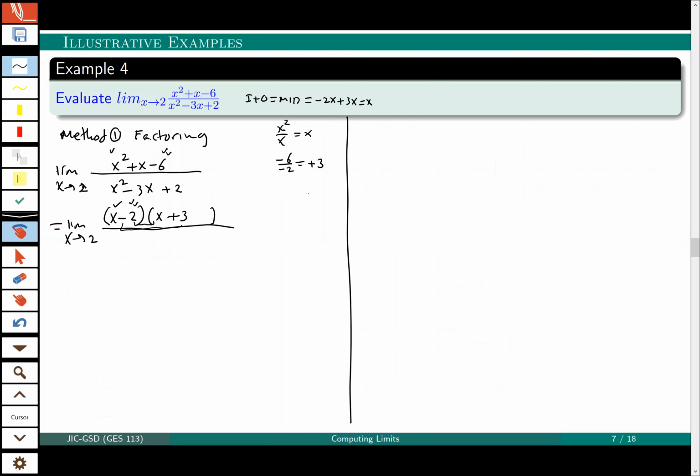Similarly, we repeat the story with the denominator. x minus 2 must be a factor. To get the second, we have x squared over x, which is x, and plus 2 divided by minus 2, which is minus 1. Now, x minus 2 is cancelled with x minus 2, and I will get the limit when x goes to 2 of x plus 3 divided by x minus 1. Substitute x equal to 2, you will get 5 over 1, which is 5.